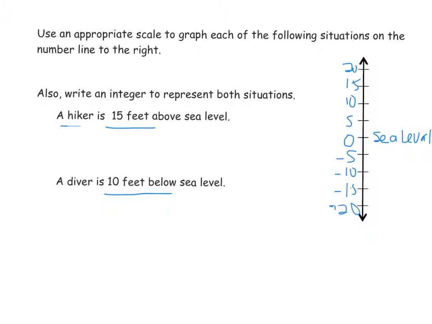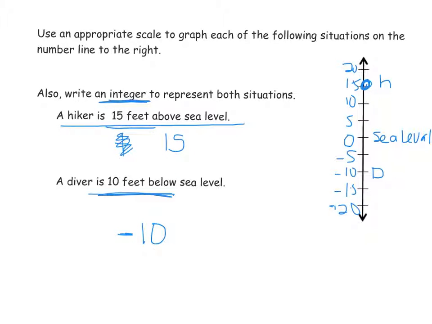All right, so the hiker is negative 15 feet above sea level. Sorry, I said negative. The hiker is 15 feet above. Sorry, it's getting late. I'm getting slap happy. So it's right there. So the integer, remember integer, a positive or negative number, we're not going to put that. We don't need that. We're just going to say 15. A diver is 10 feet below. So here's where the diver is. Here's where the hiker is. So the integer that goes along where he is, is negative 10.